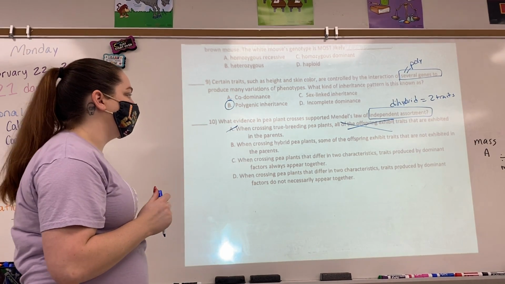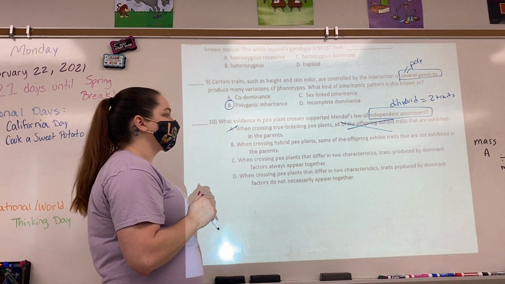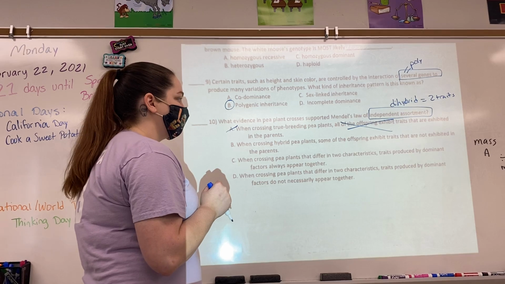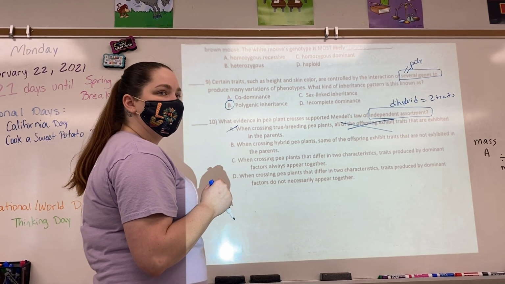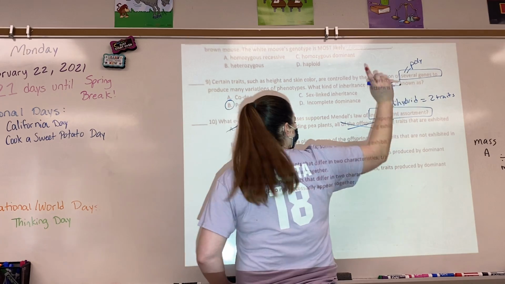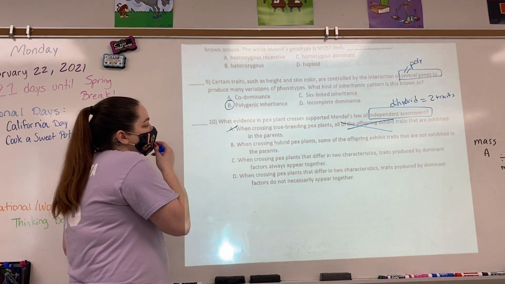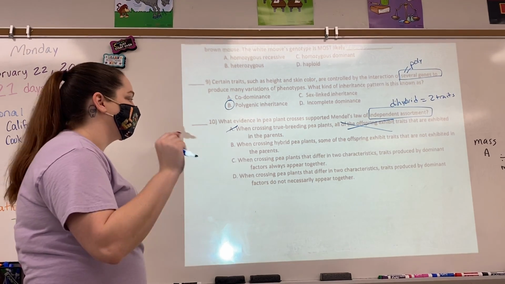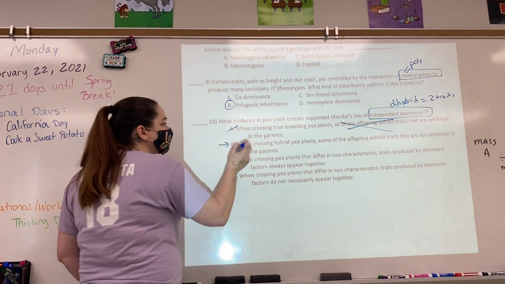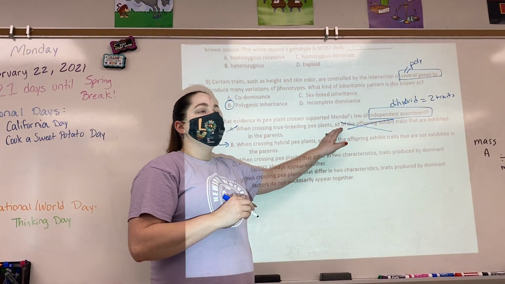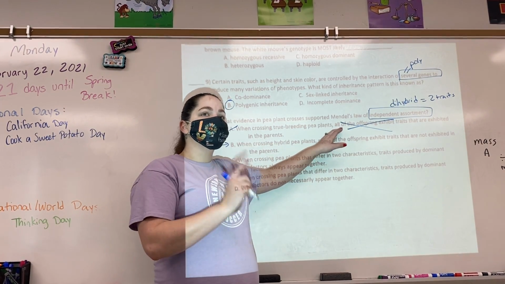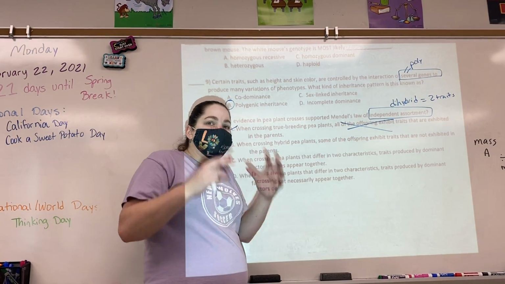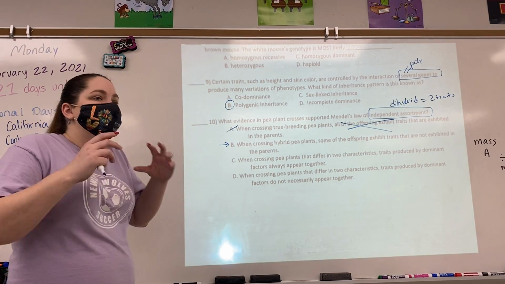B, when crossing hybrid pea plants, some of the offspring exhibit traits that are not exhibited. How do you say that word? Exhibited. Shown. I'm going to change it because I can't say that word. Anyway, so in crossing hybrid pea plants, some of the offspring exhibit traits that are not exhibited in the parents. So that one could be true because we just talked about it. We just said that some of our offspring could have traits that are not seen in our parents. So it could be B, but again, I have to pick the best one. So I'm going to read the rest and I have to pick the best answer choice.